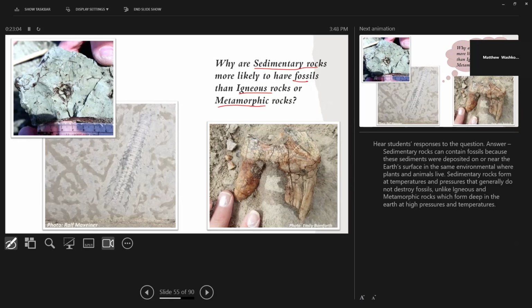Simply put, because these don't form at temperatures and pressures that destroy fossils. If I give you a bone, sediment is just depositing a little bit of it at a time over a long, long time. That eventually gets compacted into a kind of shell around it, but it's not hot enough and there's not enough pressure to dissolve the bone. Igneous, it's lava and magma. It's going to melt it or fuse it. Metamorphic, we'll talk about that later.